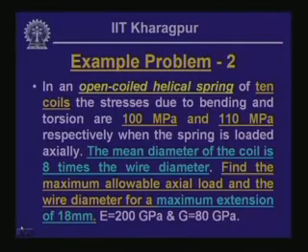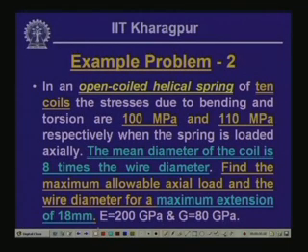Well, let us look into another example of an open coil helical spring. In an open coil helical spring of 10 coils, the stresses due to bending and torsion are 100 MPa and 110 MPa respectively. Now, when the spring is loaded axially, the mean diameter of the coil is 8 times the wire diameter. The mean diameter capital D of the spring is equal to 8 times the wire diameter, that is 8 times small d. To find the maximum allowable axial load, the capital P is to be evaluated, and the wire diameter small d, for a maximum extension of 18 millimeter.